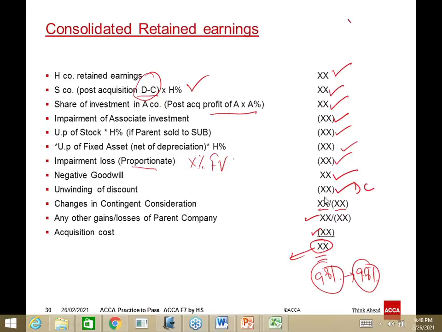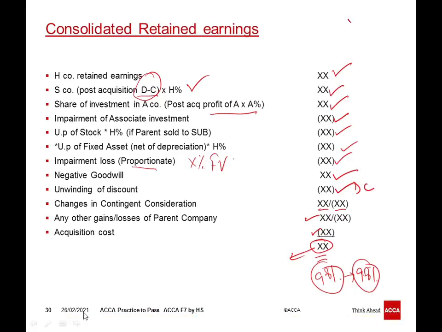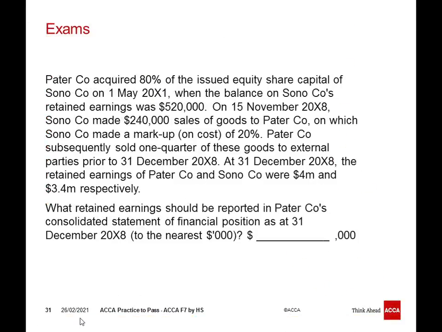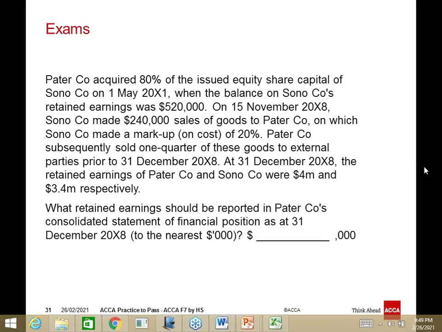Acquisition cost means the cost of acquiring a subsidiary company. So there might be a legal cost when you acquire the shares in the subsidiary company. It could be some professional cost. So now let's see this question for the retained earnings. Again, it was assumed to be one of the most difficult questions from the examiner's report.